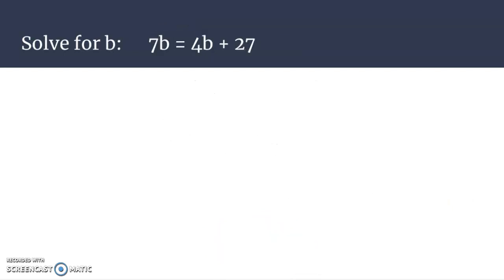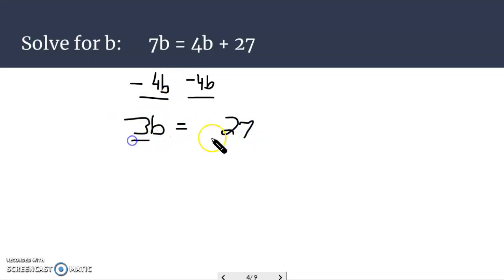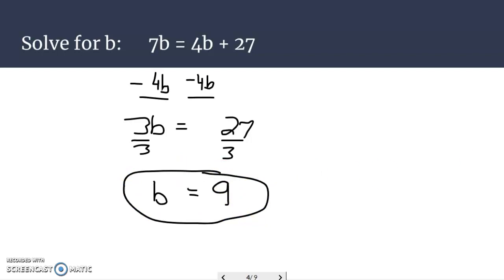Another one here. This time we're solving for b. We have variables on both sides. We're going to first move the 4b to the other side. 4b minus 4b here, minus 4b here. And then here we go. 7b minus 4b is 3b. And then we divide by 3 on both sides. b is equal to 27 divided by 3, 9. b is equal to 9. So that's variables on both sides.